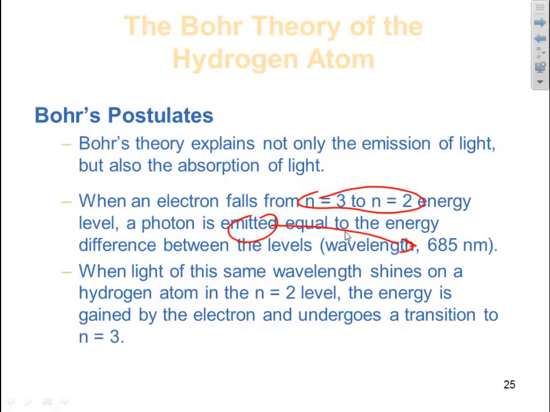Now on the opposite process, say I go from an n equal 2 to an n equal 3 level, meaning I'm going up in energy. Then it's going to have to absorb energy in the form of 685 nanometer wavelength. Same amount of energy, except it's a case of emitting it or having to absorb it. If it's going down from a higher level to a lower level, it emits that photon. If it's going from a lower level to a higher level, it has to absorb that same amount of energy to have that process occur.